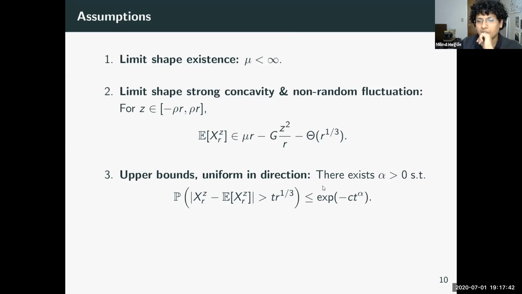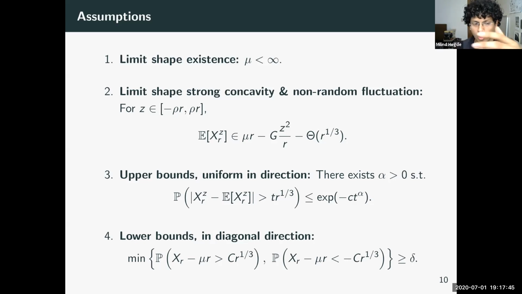And the final assumption is for lower bounds. So we're also going to prove lower bounds on these probabilities, for which we need an initial input lower bound to work with. This is a little bit simpler than the upper bound. We just assume it in one direction, that is the diagonal direction, and then we just assume that you have non-trivial fluctuations on the right scale, both above and below the leading order term, with positive probability. So these are the assumptions under which we'll prove the main theorem. If there are any questions about this, please feel free to ask me.